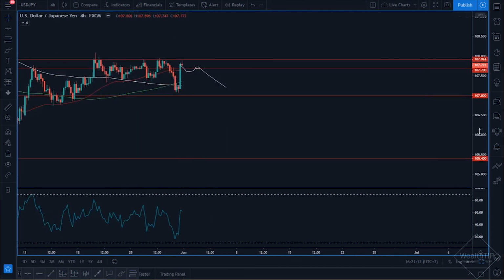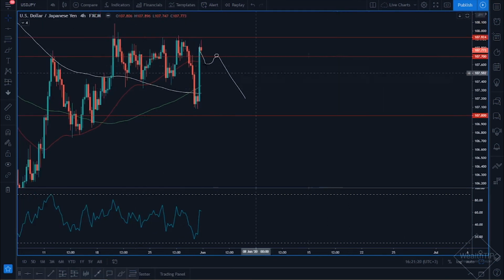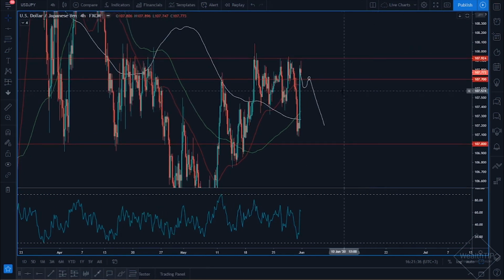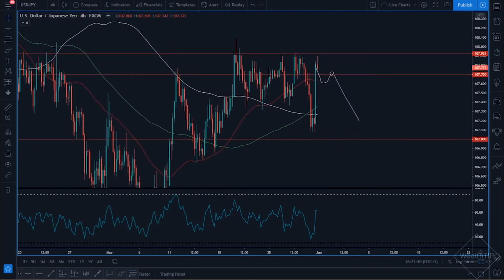And so all I'm looking for is a nice break of the 107.7 support level over here, break it, retest it as resistance, and then see the price running all the way down to 107.100. It's a very nice run to the downside, and I would say this could be one of those positions that is very easy to get into with very little risk. So that is my bias with regards to the US dollar Japanese yen.